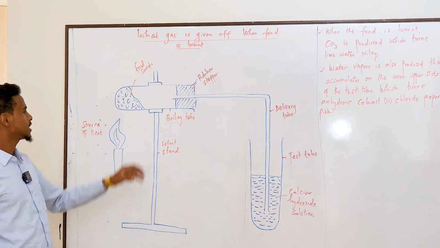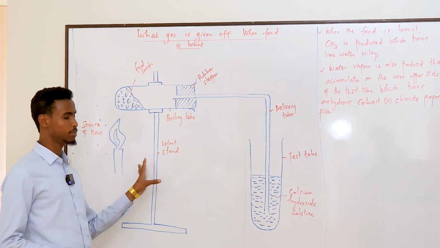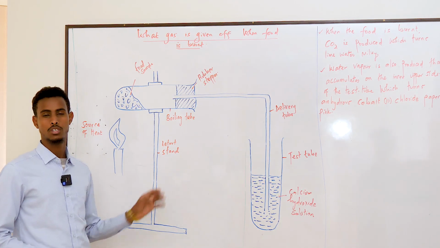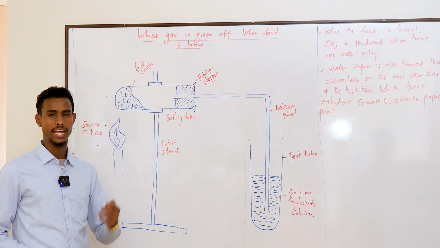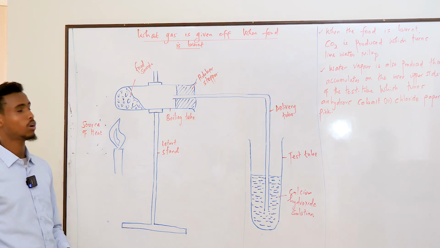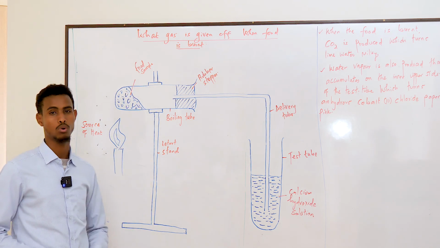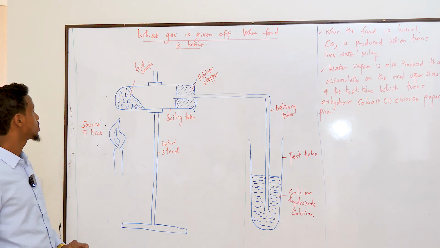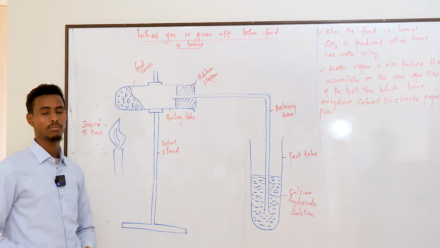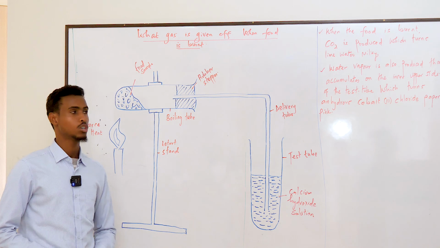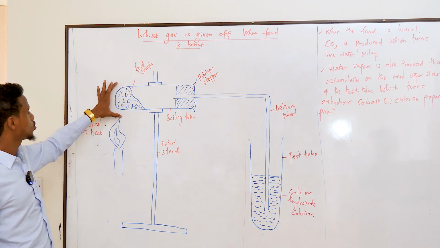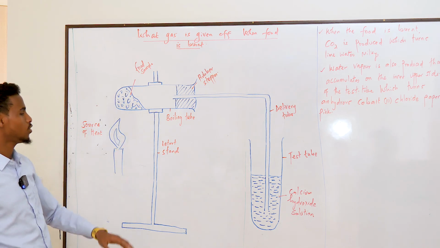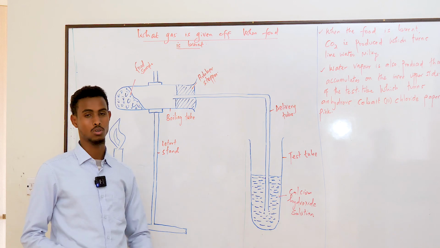Now, the essence of this experiment, or rather this setup, is to investigate and ascertain the gas given off when a certain food sample is being heated. Now, suppose the food sample we have, let's say, is starch. So we want to test the gas given off by using calcium hydroxide.